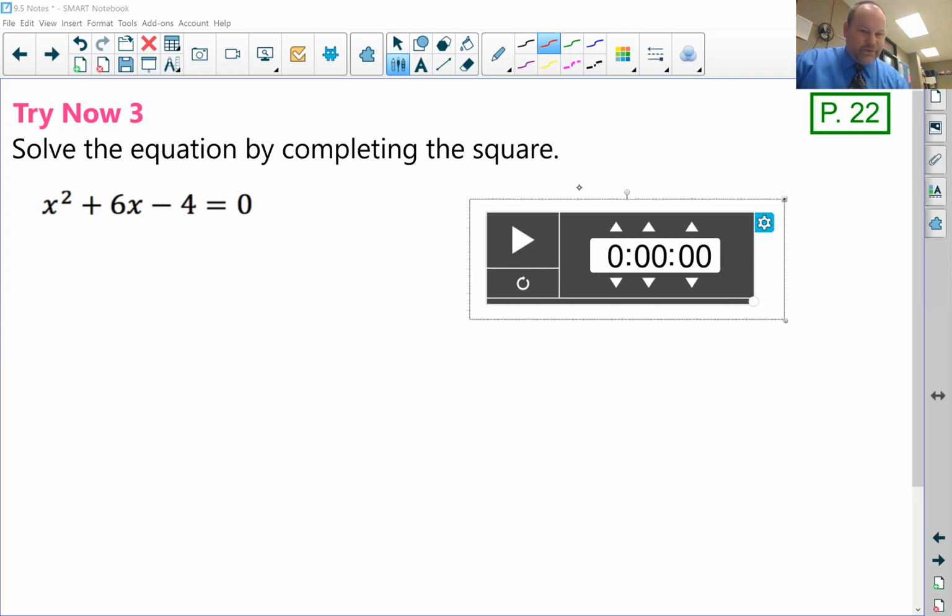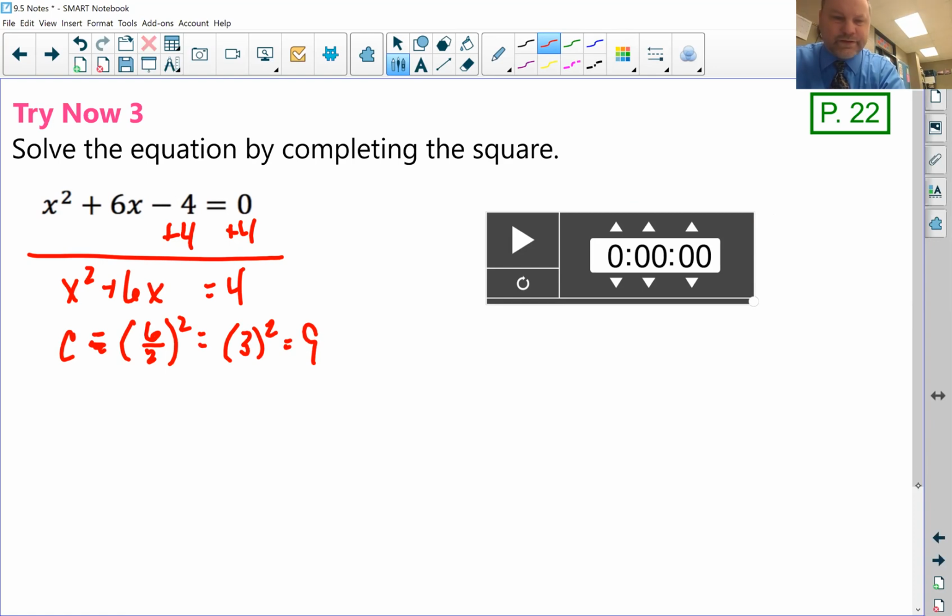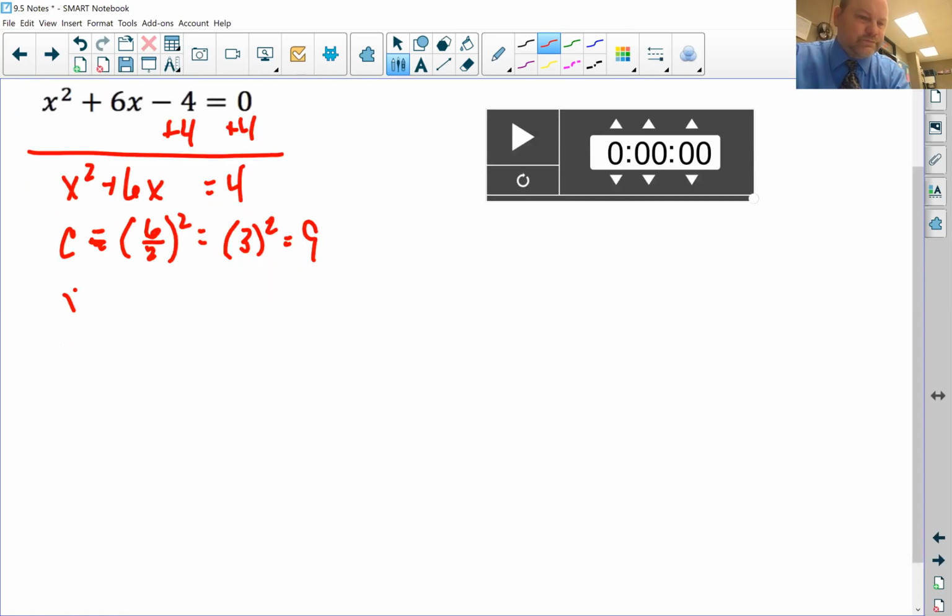All right, so again, we want to get the x squared plus 6x by itself. Find our value for C. That would be 6 divided by 2 squared, which would be 3 squared, which is 9. Add 9 to both sides.